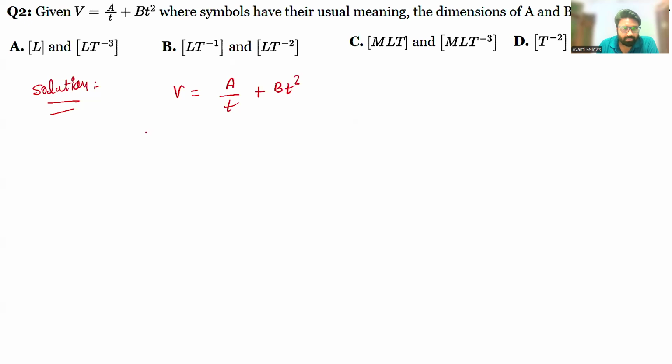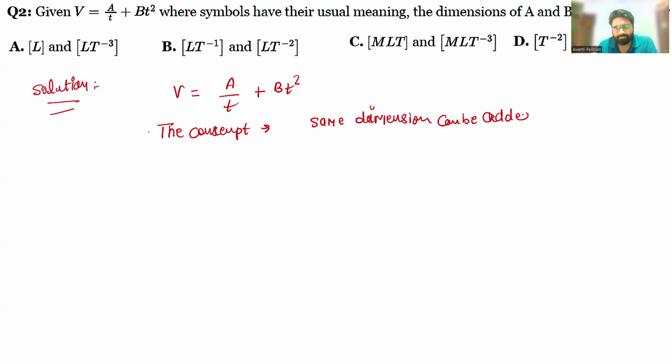Now the concept that we are talking about here is that only the same dimensions can be added or subtracted. So only same dimensions can we add and subtract. In this manner, you see that velocity here becomes a by t.